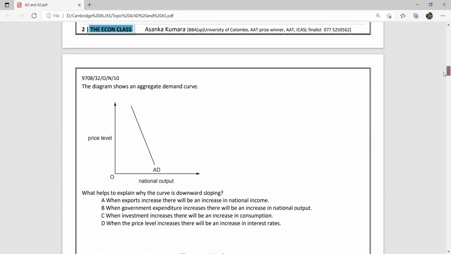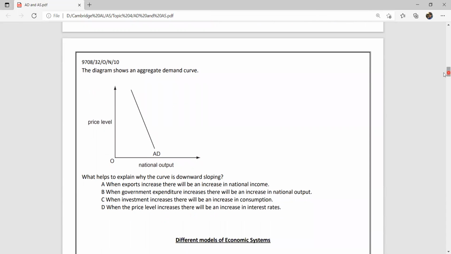Once again, the diagram shows an aggregate demand curve.